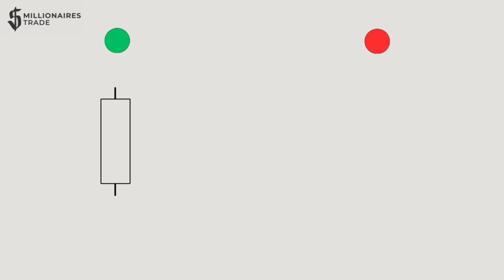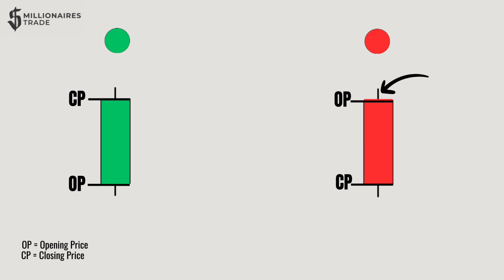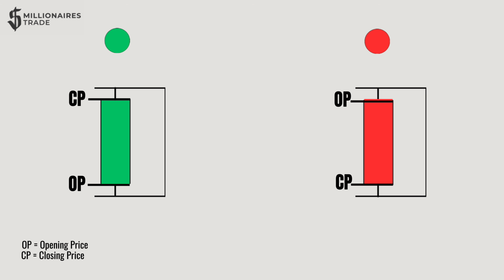A green candlestick forms when, after the opening of the candle, the price goes up and closes above the opening price. This is the upper wick, and this is the lower wick. A red candlestick forms when, after the opening of the candle, the price goes down and closes below the opening price. This is the upper wick, and this is the lower wick. The total area of the candle is called the range.